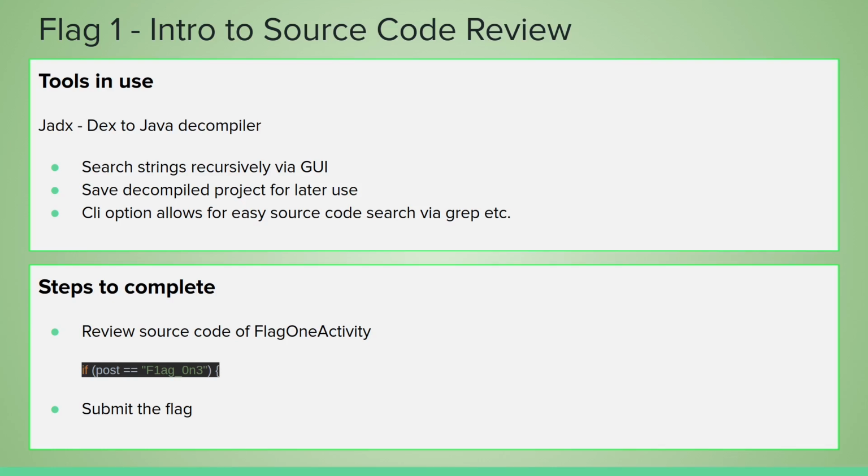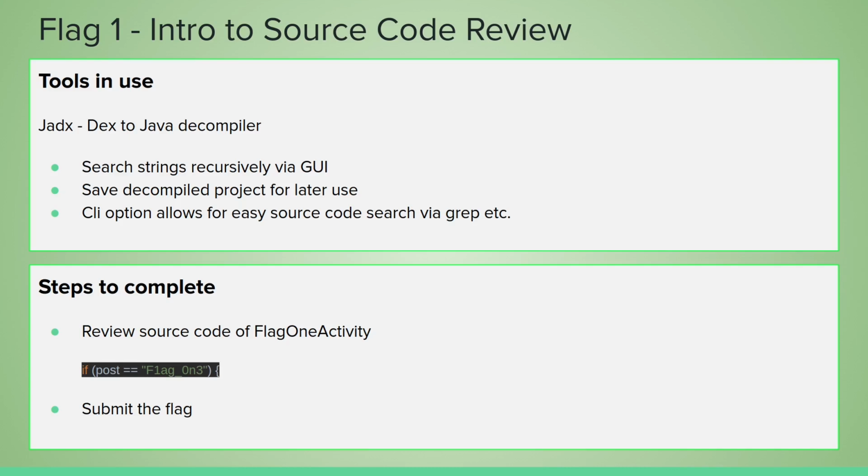So let's get started with flag 1, intro to source code review. The tool I'm going to be using in this exercise is JADX for the most part, and I'll show you that you can search strings recursively via the GUI and save decompiled projects for later use. The CLI option allows you to easily decompile an application and then run grep against that entire folder. Sometimes it's easier to do that, and if you have some automation set up, it makes JADX that much better of a tool.